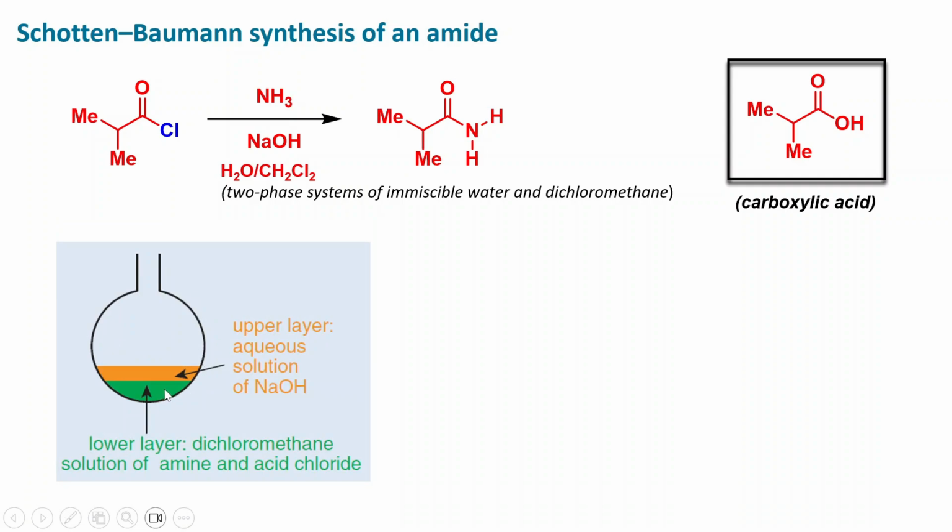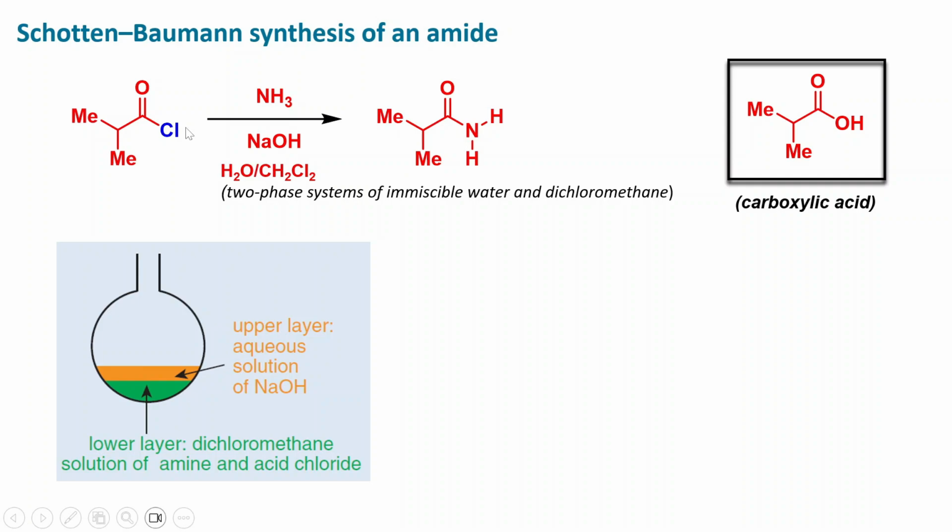So you have the DCM here, whose density is high, so it is staying in the green color in the down part. And you have the water layer, that is the aqueous layer, in the top part. So in the lower layer, you can see the dichloromethane is an organic solvent. So the organic compounds like the acyl chloride and the amine will dissolve here, right, as a solution. And you have the sodium hydroxide that will stay in the upper side.